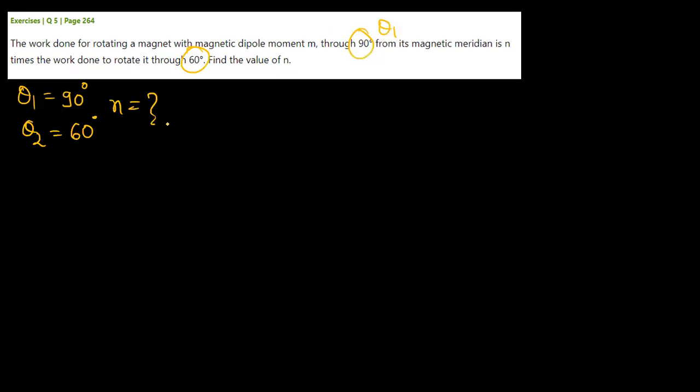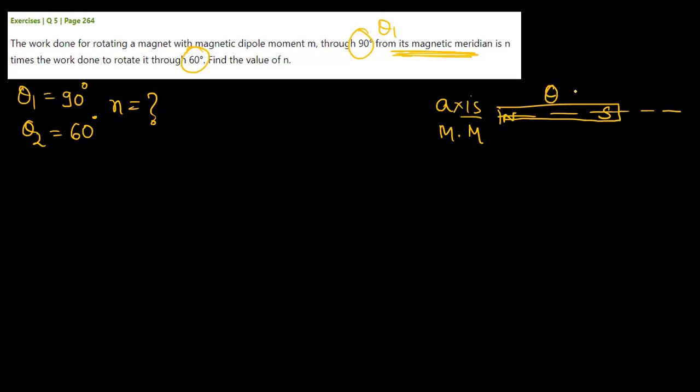I repeat once again. The work done for rotating a magnet with magnetic dipole moment m through 90 degree from its magnetic meridian. We assume the magnetic meridian is on the axis of the bar magnet. So suppose if I draw a pictorial representation, this is a bar magnet, north pole, south pole. This is called the axis, and the axis is considered to be the magnetic meridian. Now on the axis the angle will be 0. So I will say theta 0 is 0.